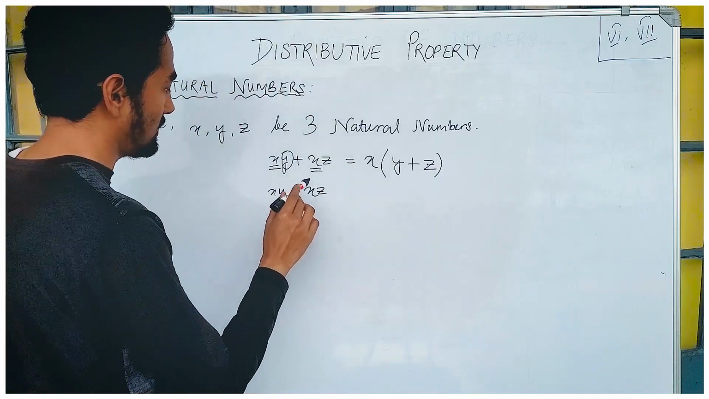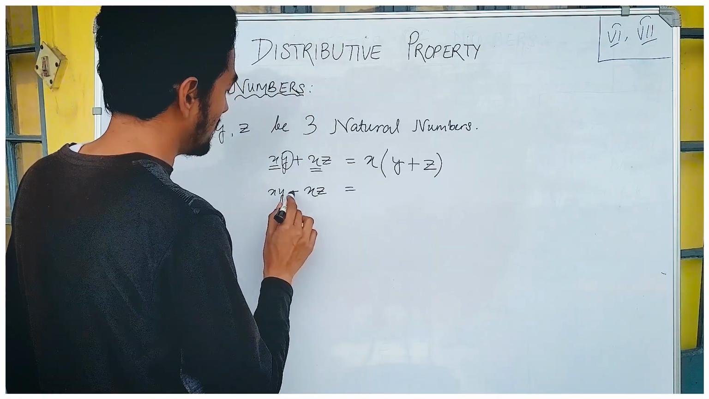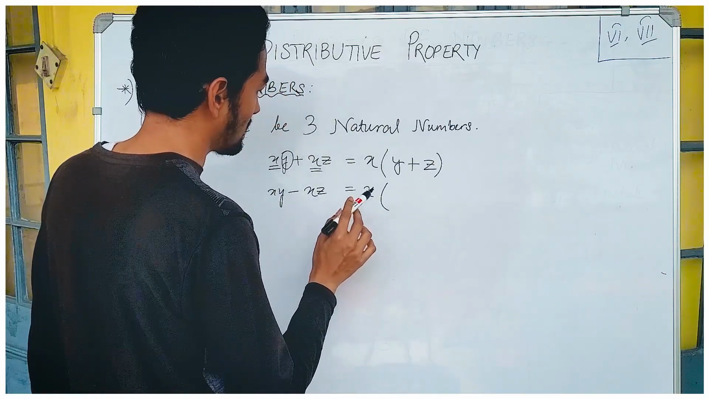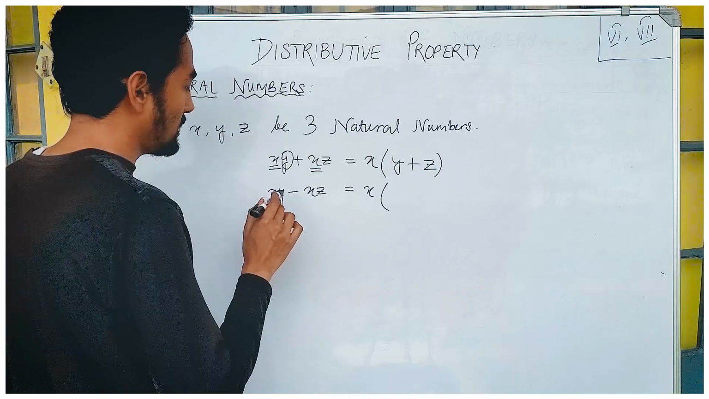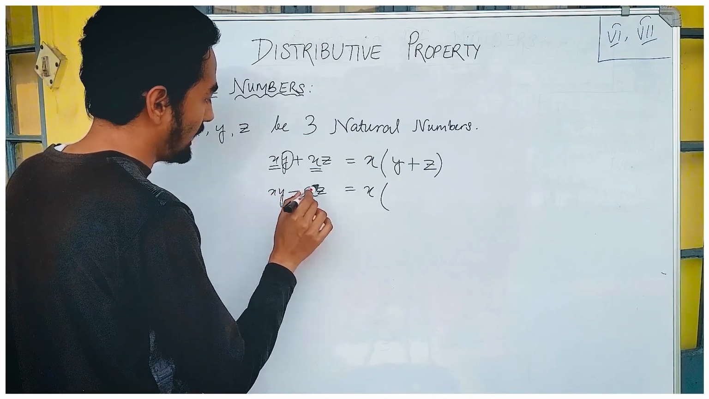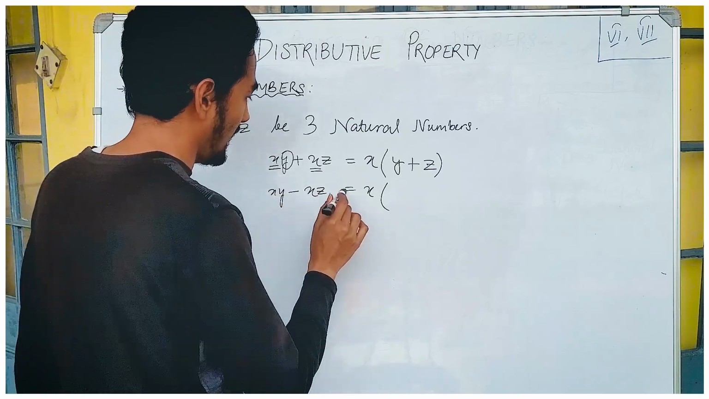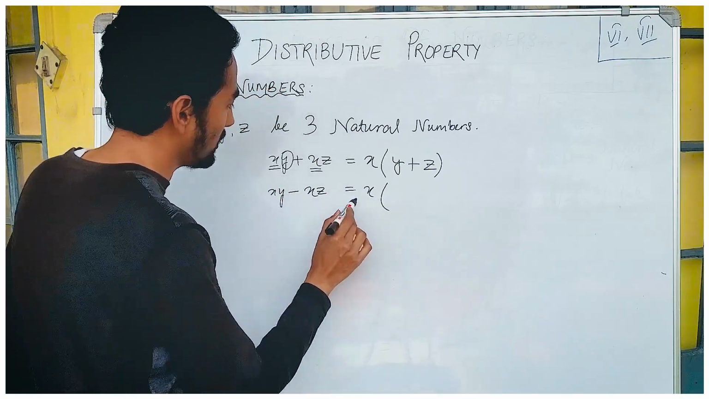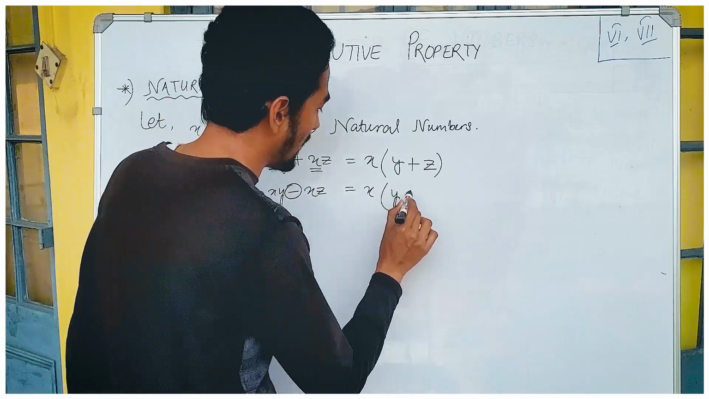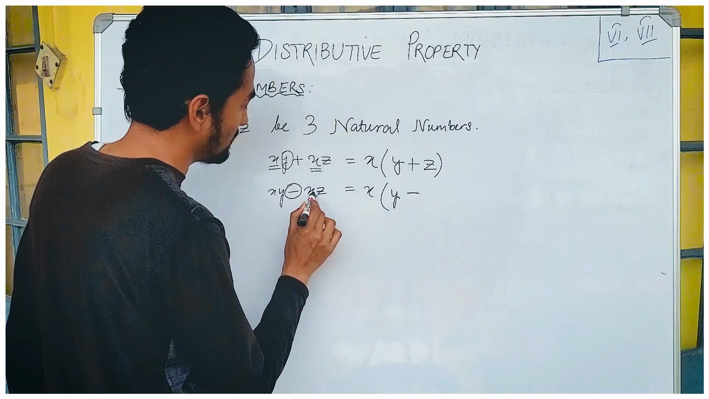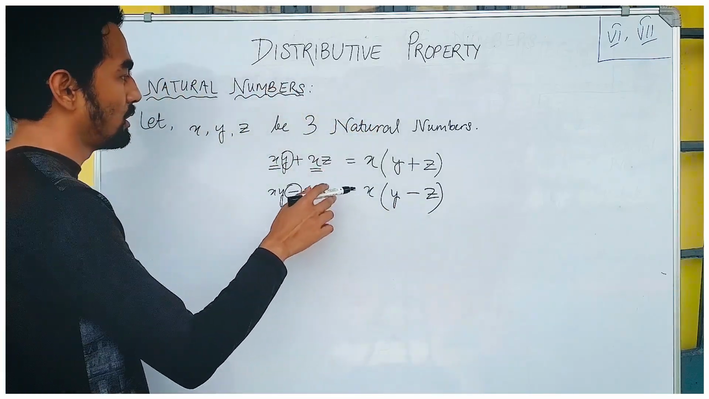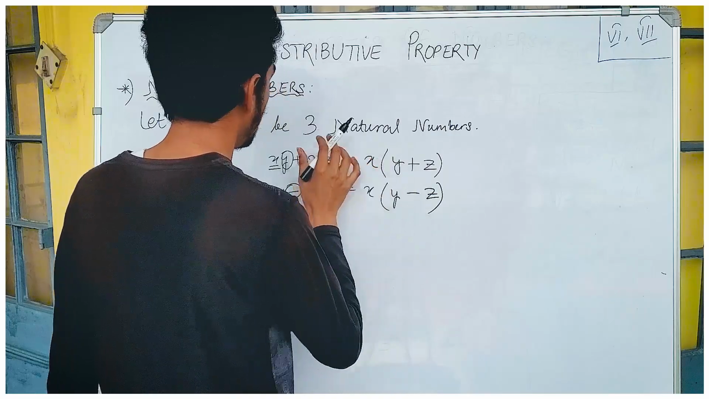Similarly for xy minus xz, how can we write it? In both these terms x is common, so take out x, start the bracket. Don't give a plus or minus before the bracket. Now x is common and we have y and z. For the first term you write y, you have a minus sign in between the two terms, so write minus. And in the second term along with x you have z, so you write x into (y minus z). This is how you form the bracket form of the distributive property.